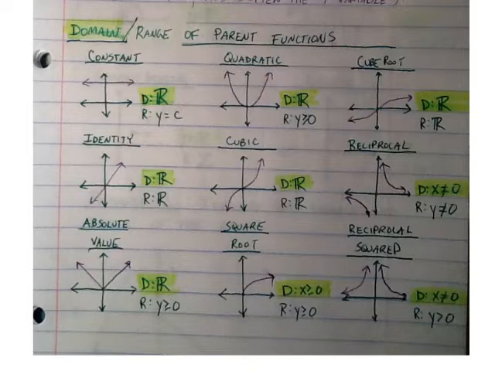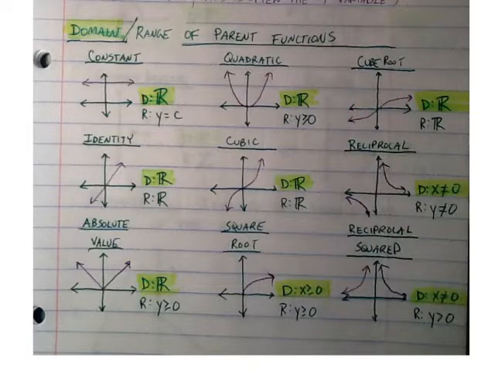This also happens with a quadratic equation, no y's until we get to the axis, and then we have y values. So the quadratic function has y greater than or equal to 0 as the range. The cubic, all y's. The square root is y is greater than or equal to 0. And cube root, all real numbers.